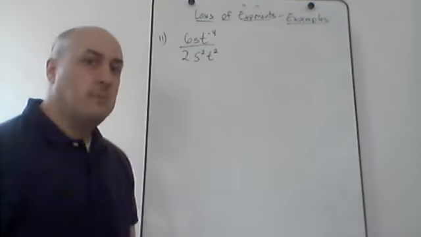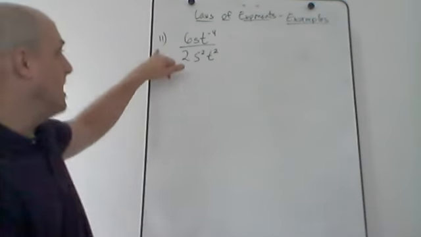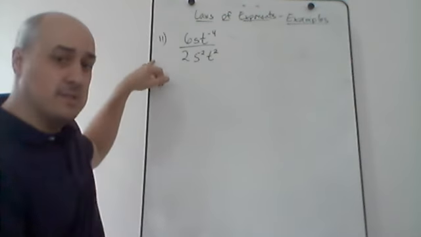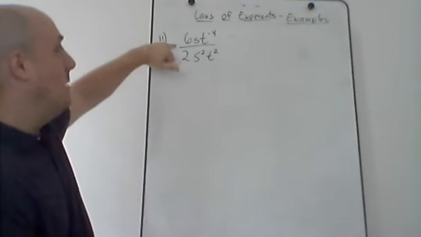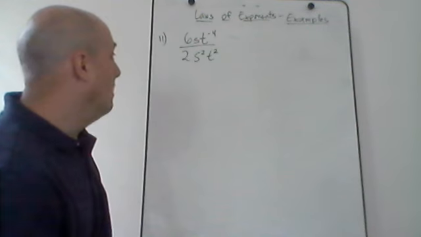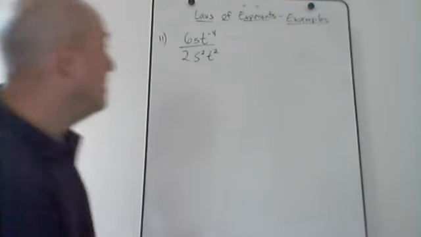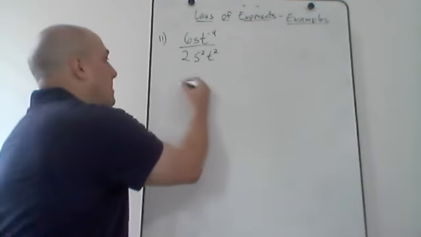All right, last example that we'll do here, I think it's example 11. I actually forgot after I erased the last one what the last example that was up there was. I think this one's 11. Doesn't really matter. We have 6s t to the negative 4 over 2s to the negative 2 t squared. All right, so we need to simplify this.